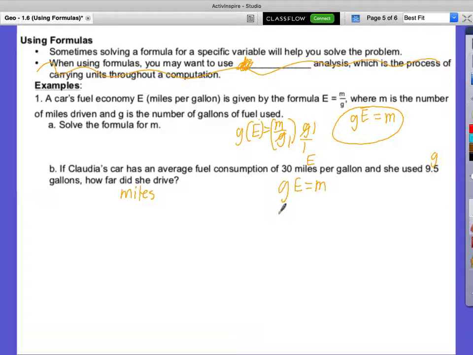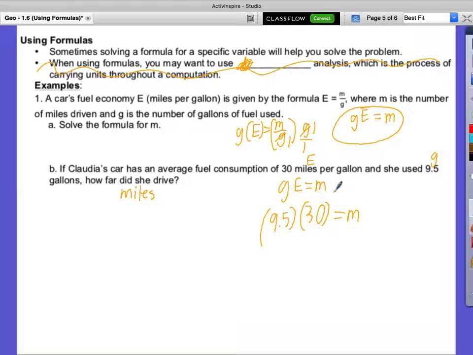So we plug in 9.5 for which letter? G. So instead of G, I'm going to put in 9.5. Instead of E, I'm going to put what? 30. Now, what operation are G and E doing in this formula? Multiplication. So what operation are the two numbers going to have to do? Multiplication, the same thing, and we're solving for M. We have 9.5 times 30 is equal to M. Whenever two numbers are in parentheses like this, they're multiplying, okay?